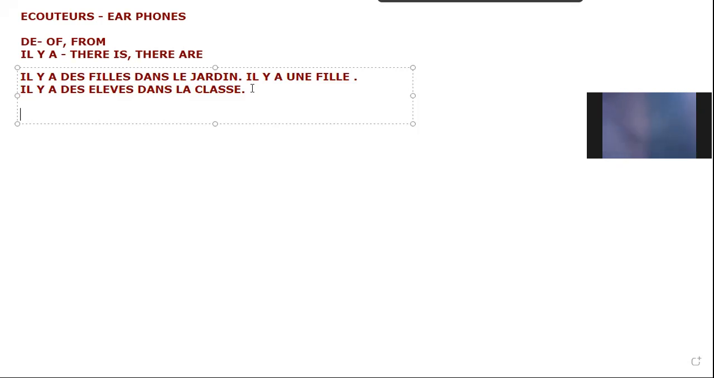What is a carnet? Yes, Satvika. Notebook. It's a notebook. A notebook. Yes. A notebook.